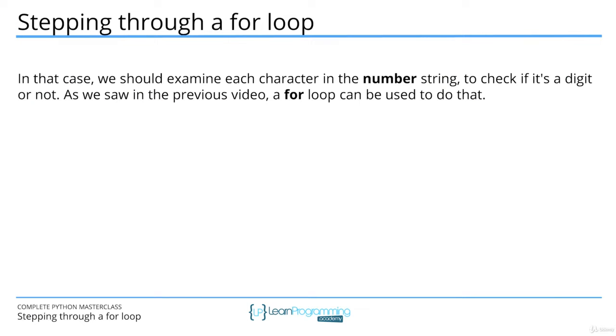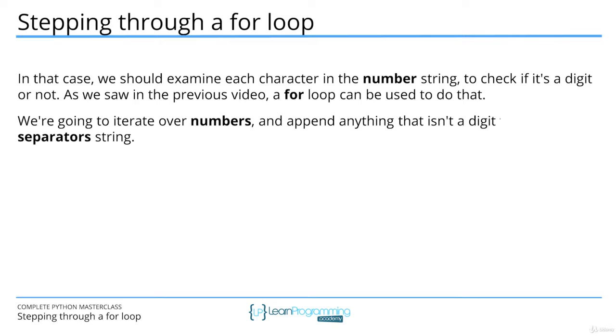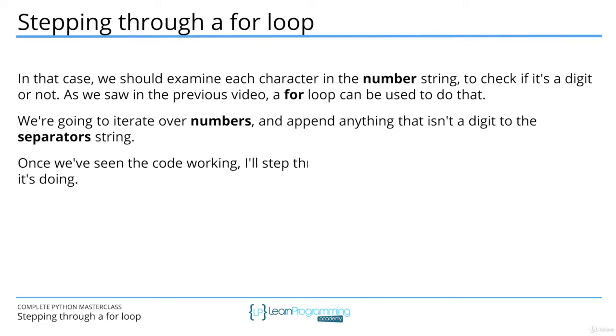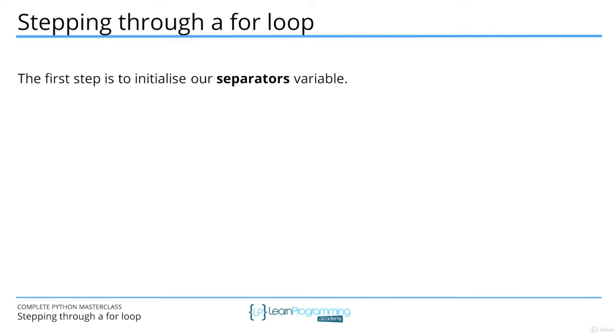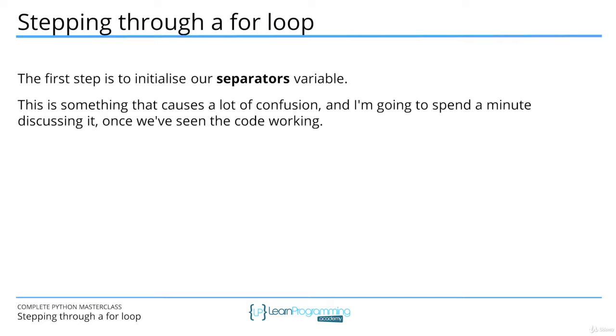In that case, we should examine each character in the number string to check if it's a digit or not. As you saw in the previous video, a for loop can be used to do that. What we're going to do here is iterate over numbers and append anything that isn't a digit to the separator string. Once we've seen the code working, we'll step through it with a debugger so you can see what it's doing. The first step is to initialize our separators variable. That's something that causes a lot of confusion. I'm going to spend a minute discussing it once we've seen the code working.